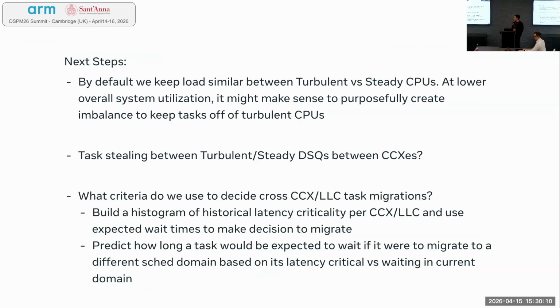they might affect your overall system progress differently if it's more interrupted. And the other thing we want to look at is how we handle task stealing between what we call turbulent DSQs versus the steady DSQs, and what criteria we can use to decide some of these migrations. Maybe we can look at a historical graph of, for tasks that have this latency criticality, how long they've waited for this domain versus the other domain. And you can try to make a guess to decide when to migrate or whether to wait in the original CCX.